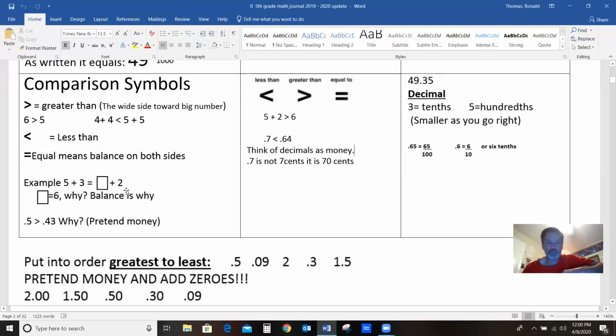If you put an 8 there, that would make that a 10, wouldn't it? Because 8 plus 2 is 10. Shouldn't it be something that makes it equal an 8? Couldn't you put a 6 there? Wouldn't 6 plus 2 be 8, and that's an 8? That's why it's a 6, because balance.